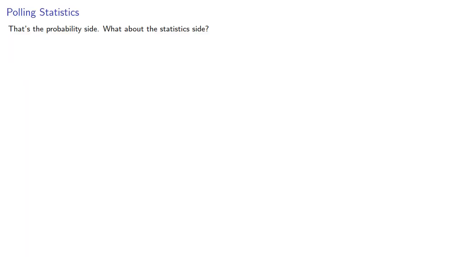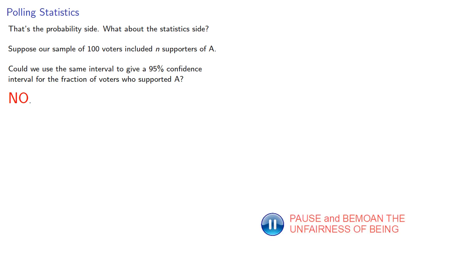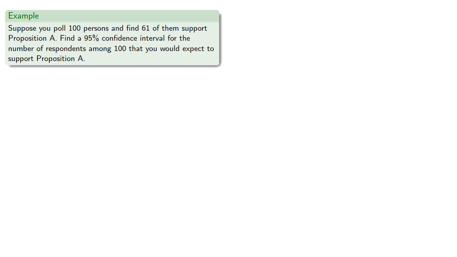That's the probability side. What about the statistics side? Suppose our sample of 100 voters included n supporters of A. Could we use the same interval to give a 95% confidence interval for the fraction of voters who supported A? And the answer is no. And here's the problem we run into.